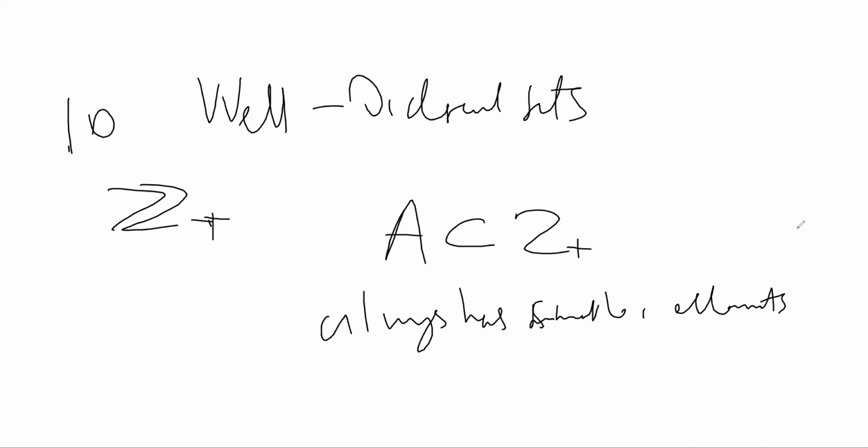Okay, and so basically, wouldn't it be nice to know that there exist sets like Z plus, which also have smaller elements? Well, I think it would be kind of nice. So let's talk about them.